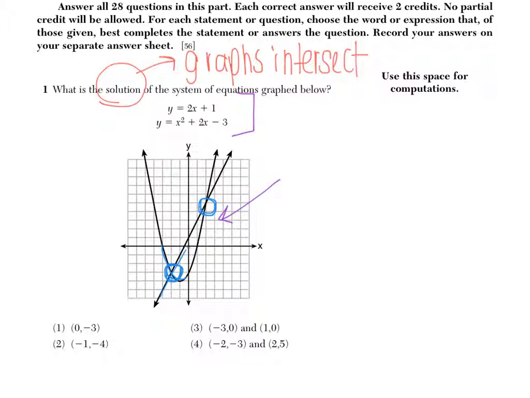It looks like this one over here is to the left 2, down 1, 2, 3, 4. Is it? Nope, that's 3. So left 2, -2, down 3, -3. So that's the first one. Then the second one, I'm going over 2, up 1, 2, 3, 4, 5. So that's 2, 5. Again, 2 solutions because they cross at 2 different points, 2 distinct points. So our answer here should be choice 4.